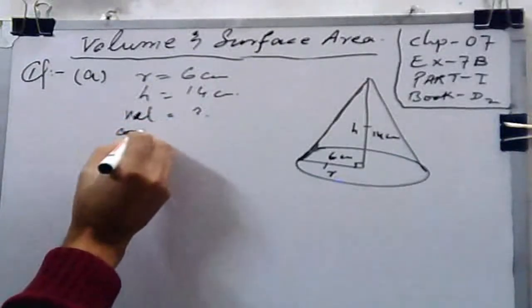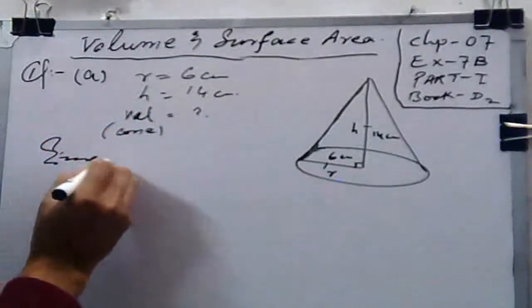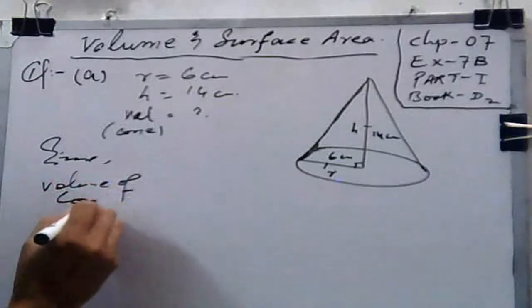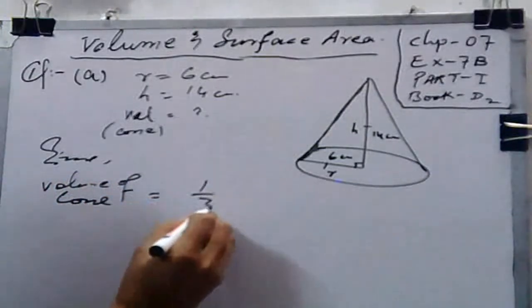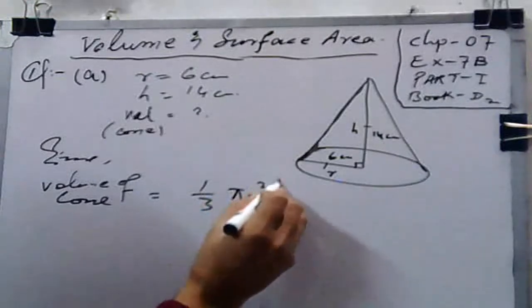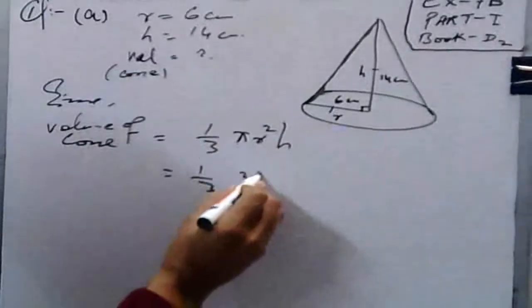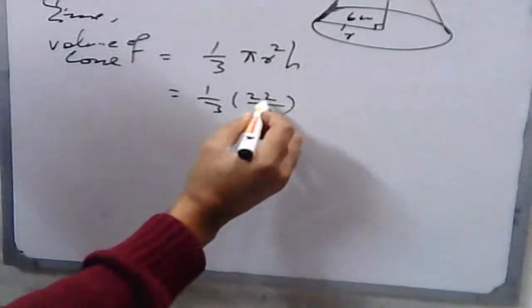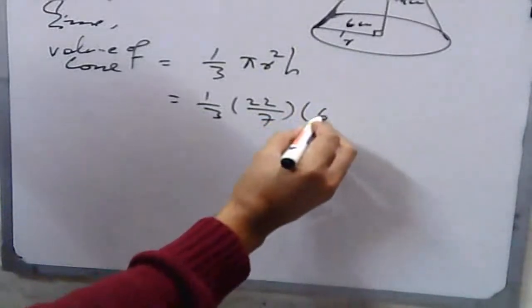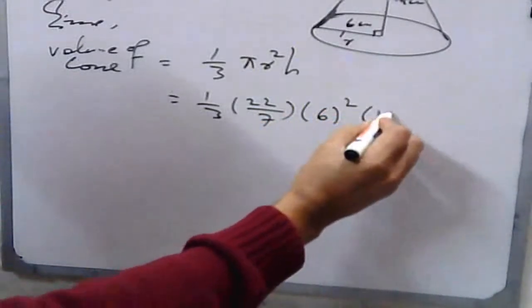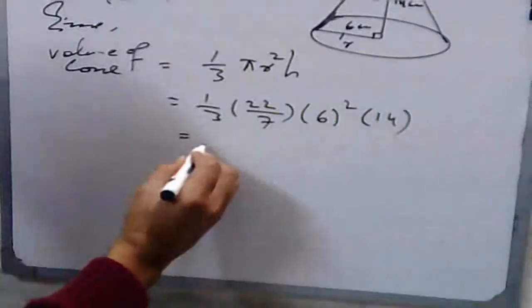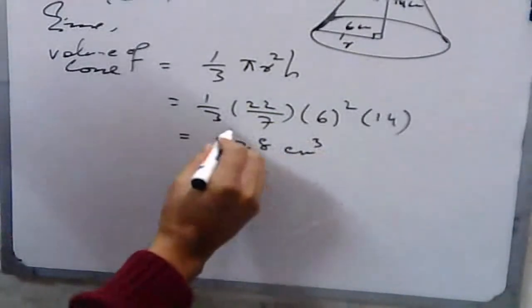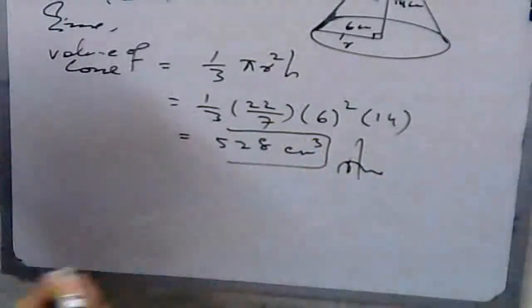Since we have a formula, volume of cone is equal to 1 by 3 pi r square h. So putting the values, the value of pi is 22 by 7, r is 6 and the value of h is 14. So after simplification you can get 528 centimeter cube. So that is your required result.